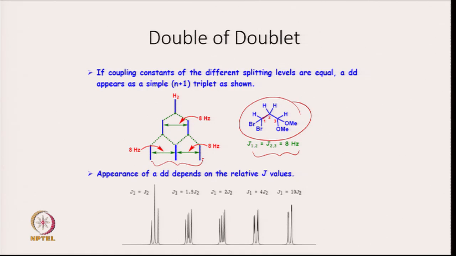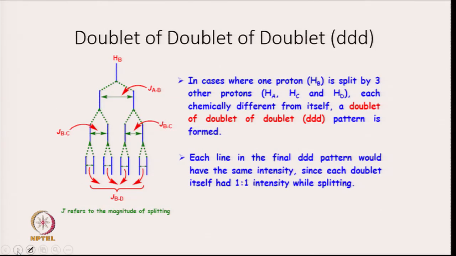So, the appearance of a doublet of doublets depends on the relative J values. If J1 is equal to J2, we get this triplet. If J1 is equal to 0.5 J2, then you will get it like this. Depending on the different values, you will get different kinds of doublet of doublets signal.